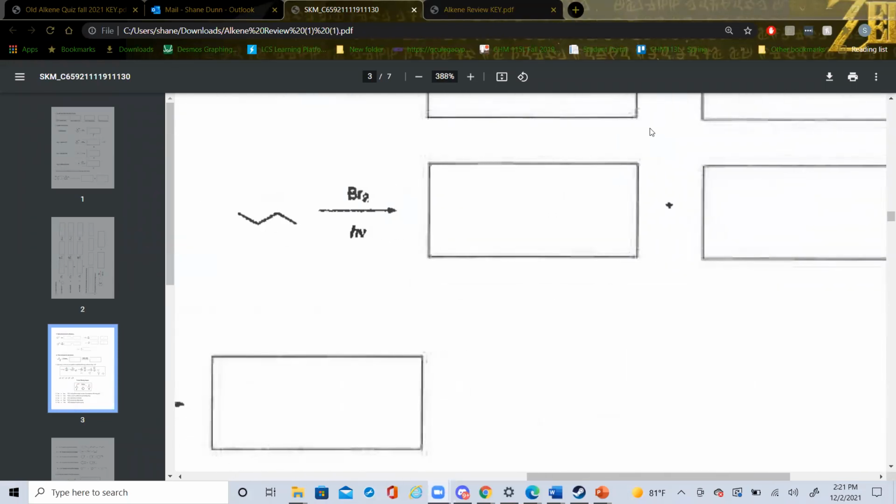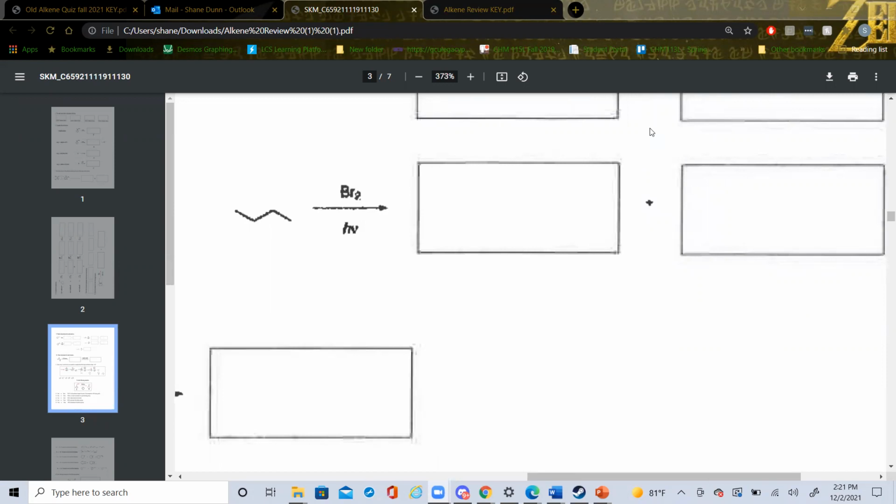Okay, what's going on here is there is no delta on here. I thought it was a typo beforehand, but it's not. We're going to form radicals.